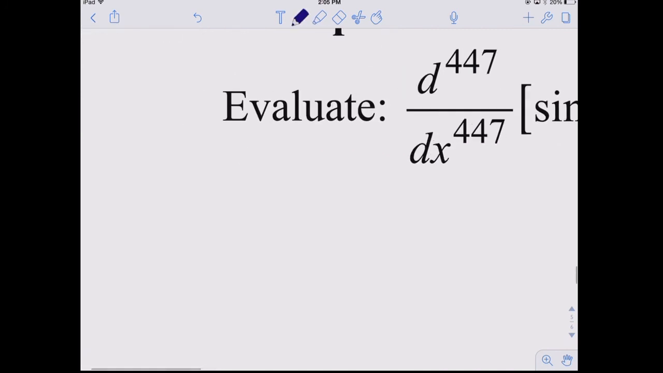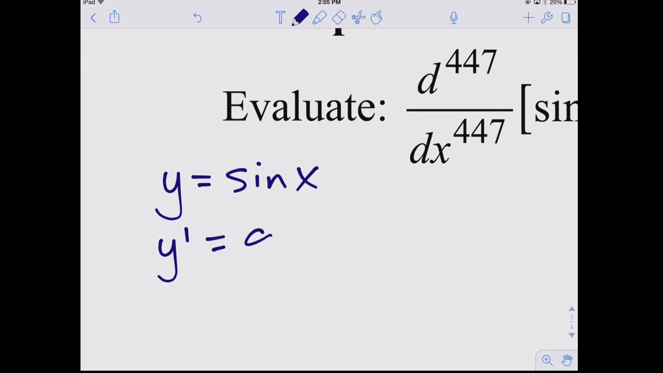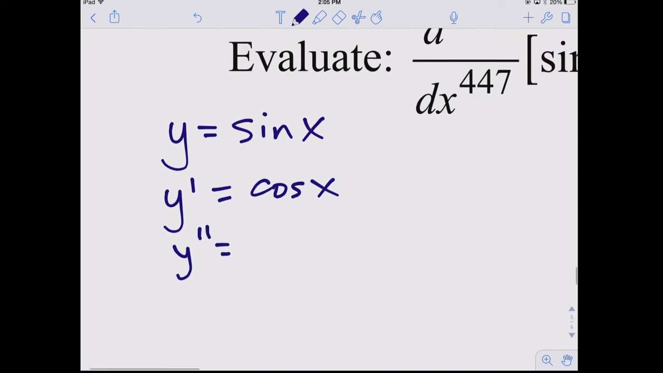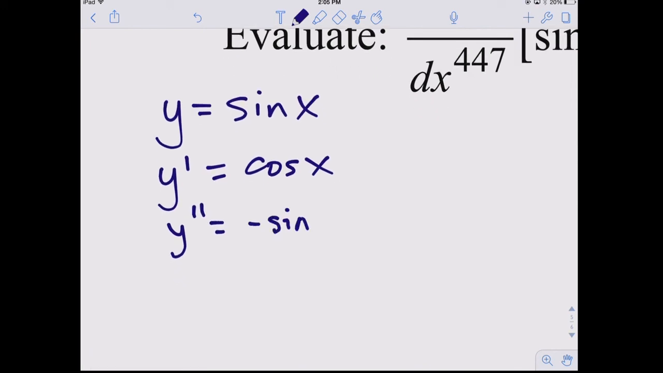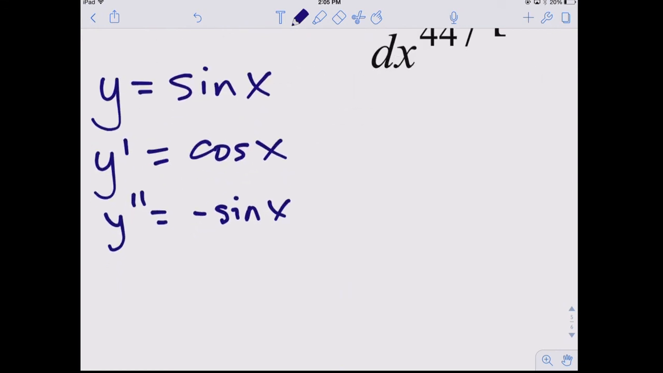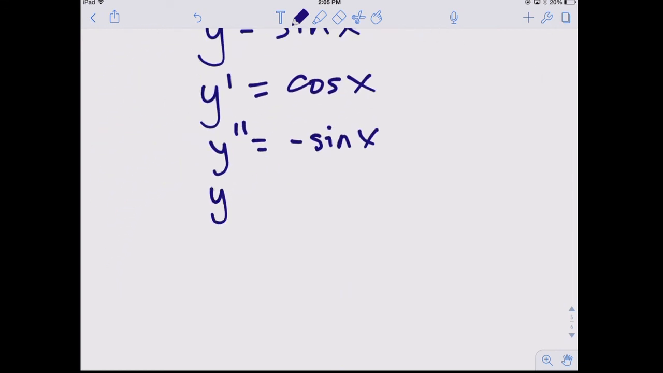Okay, I'm going to come off to the side here. I'm not going to use Leibniz notation the whole time. I'm just going to say y is equal to sine of x. Y prime then is equal to cosine of x. Easy. Y double prime is negative sine of x. Hey, we're on the second derivative, only 445 more to go. We might have to finish this for homework. Y triple prime.